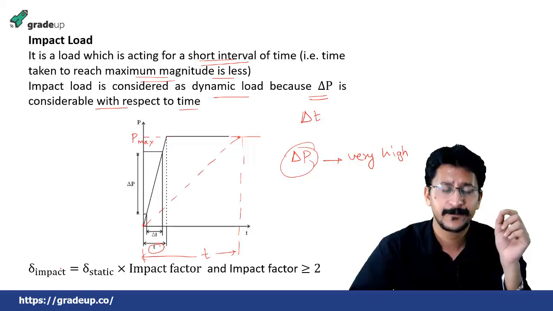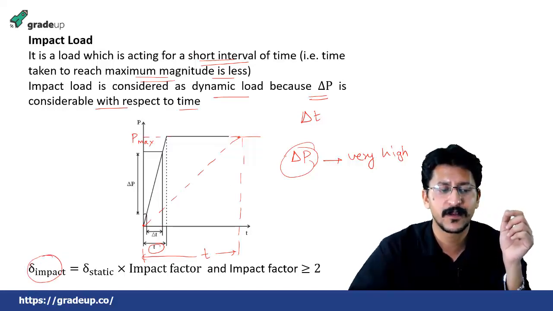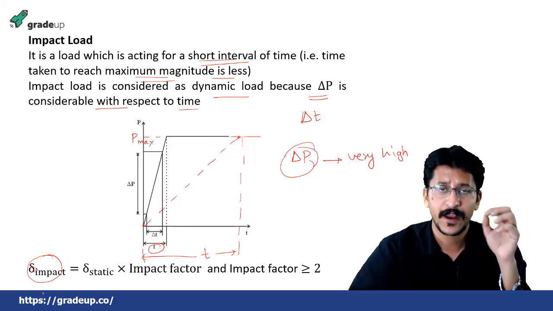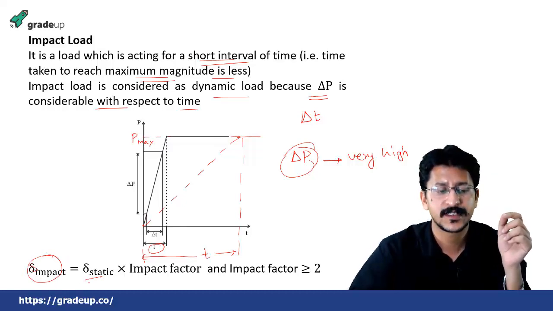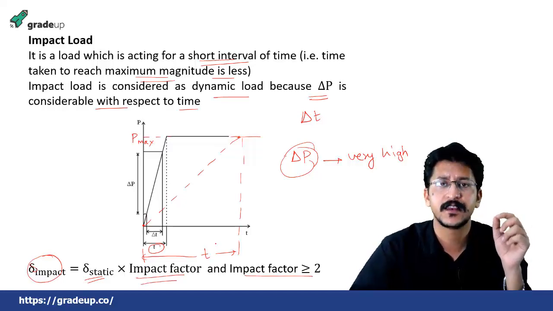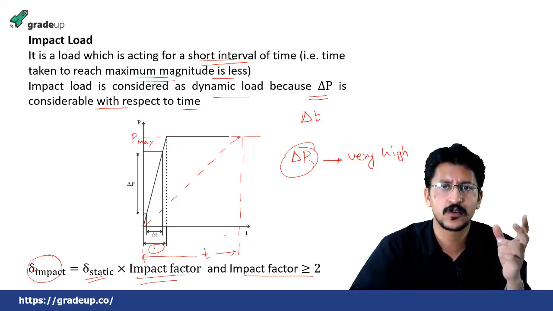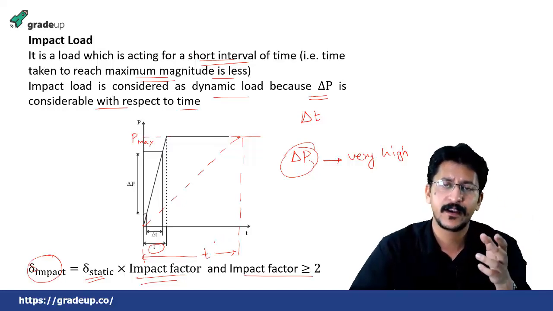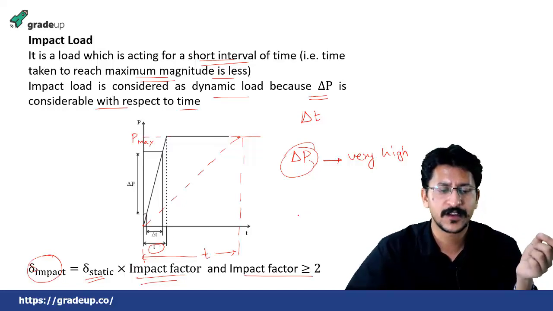Okay, and then what will happen? What will be the deformation? This is the symbol for deformation. For impact loading, the deformation will be equal to the static deformation times the impact factor, and the impact factor is always greater than 2. Maybe it is equal to 2, the limiting value is 2, and greater than 2. So this is for the deformation.